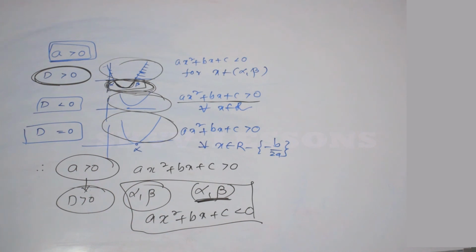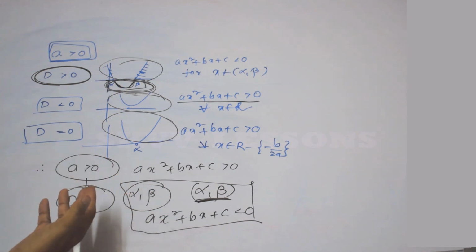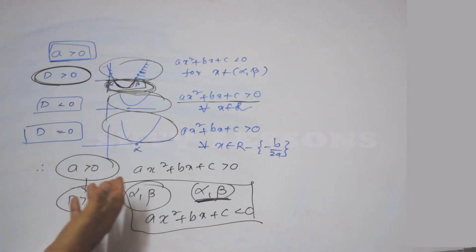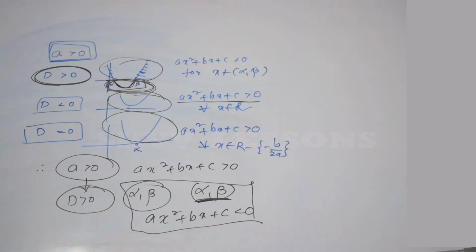Similarly, we can discuss what happens to the graph of y equals ax square plus bx plus c whenever A is negative. So you see that in the next class.